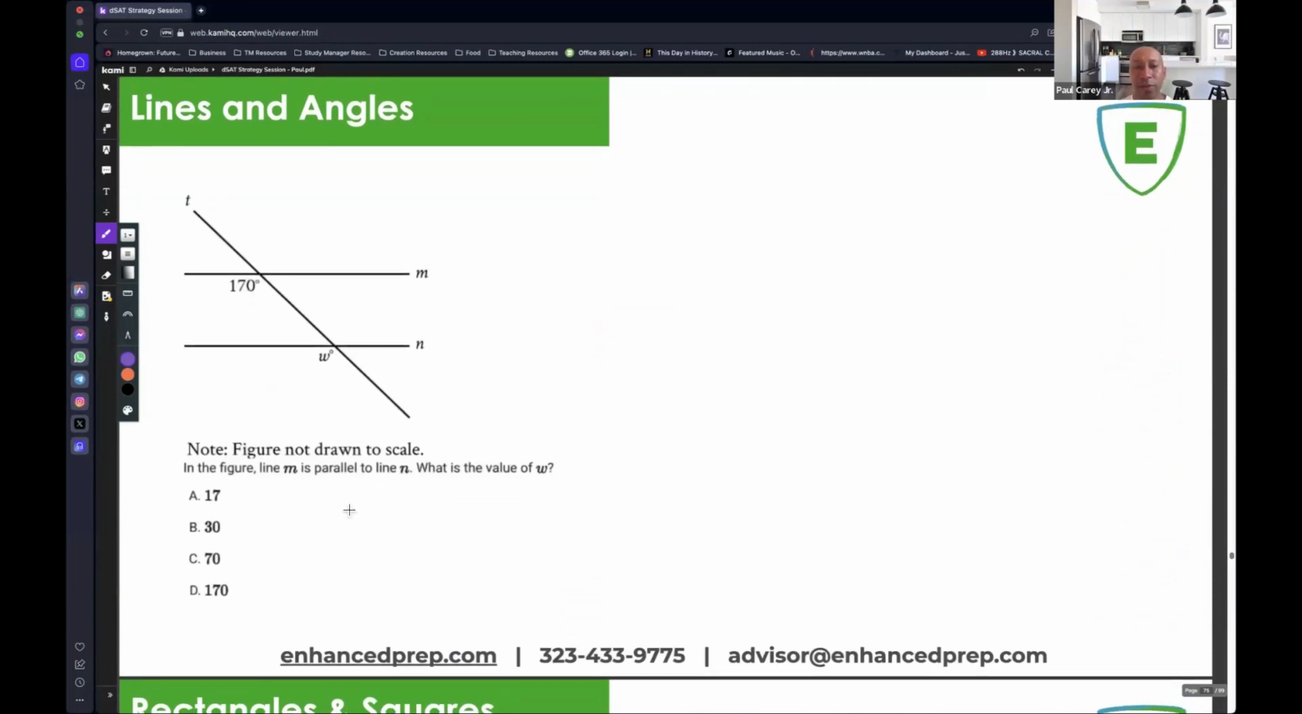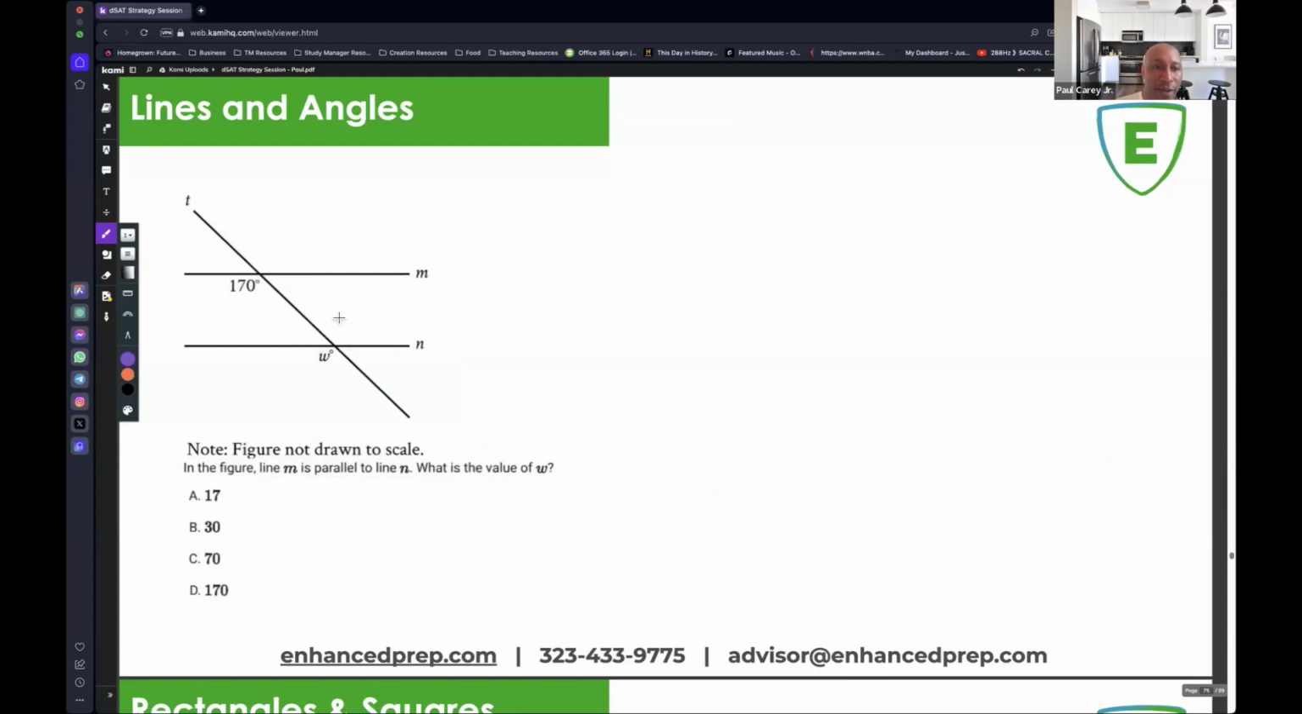Whenever you're dealing with angles, you always want to just fill in the information that you know. So whether it's triangles, whether it's lines, whenever there's some type of degree measurement, figure out what you know, and then just start to fill that out until you get to the area that you're looking for. So this one says in the figure, line M is parallel to N, and what is the value of W? So in this case, what do we do?